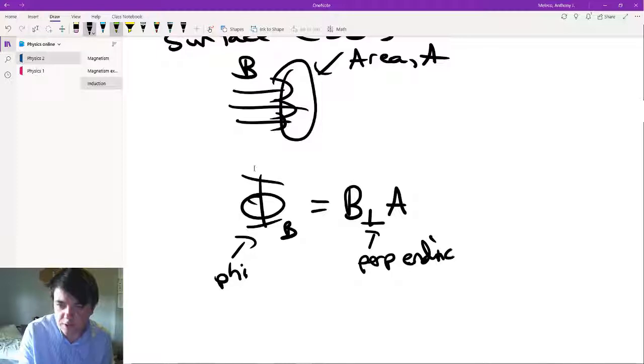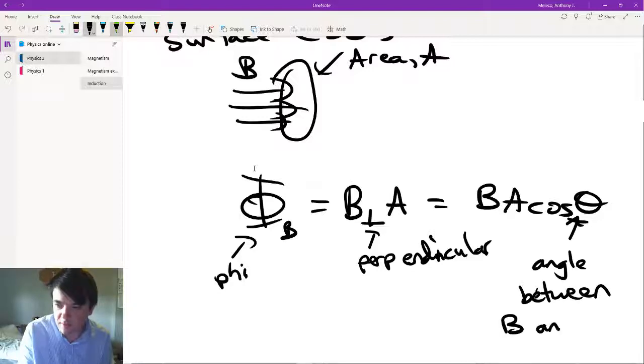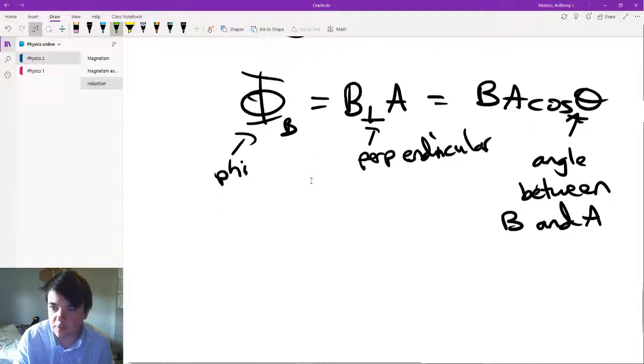I'll just write it up. Perpendicular. So this equals BA cosine theta. So this is going to be the area, or rather the angle between B and A, because we want the amount perpendicular to it.